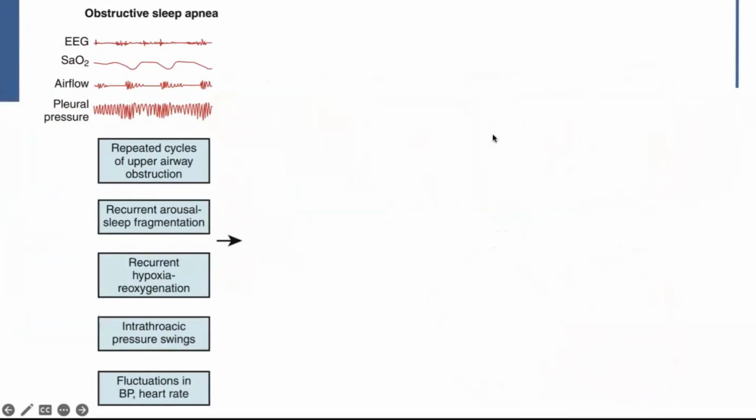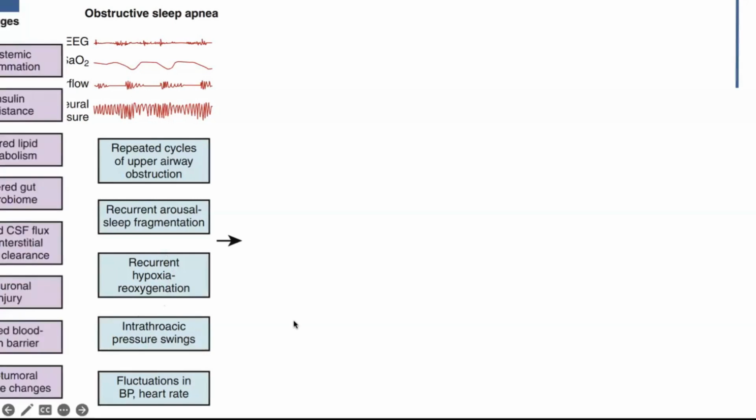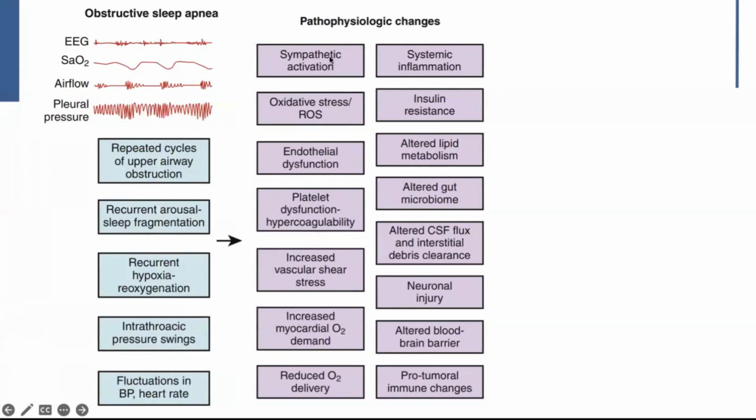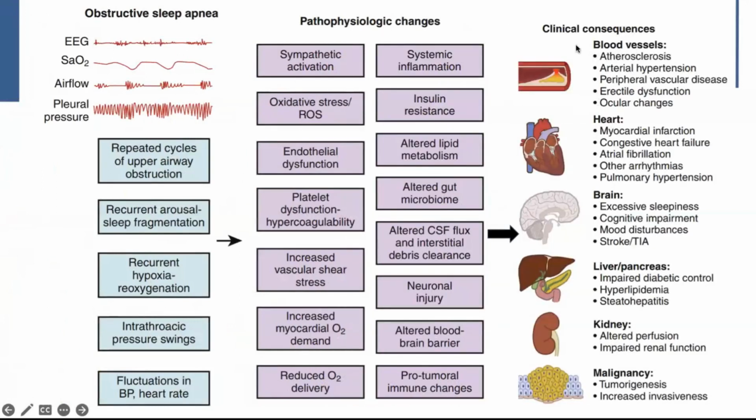Now, what is the overall pathophysiological mechanism? How does OSA lead to various other manifestations? Patients with OSA have repeated cycles of upper airway obstruction during sleep, which leads to frequent sleep fragmentation as well as arousals, with recurrent hypoxia and reoxygenation, as well as recurrent intrathoracic pressure swings with fluctuations in BP and heart rate. This eventually leads to various physiological effects, and culminates in clinical consequences such as atherosclerosis, hypertension, erectile dysfunction, MI, excessive daytime sleepiness, metabolic syndrome, impaired renal function.